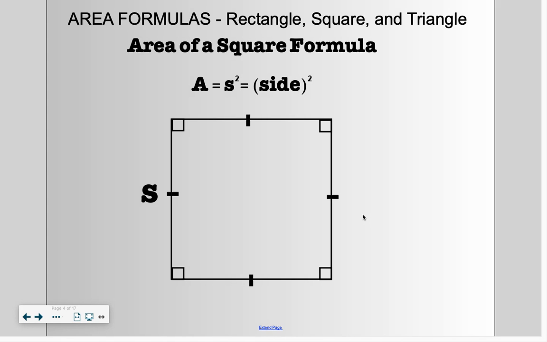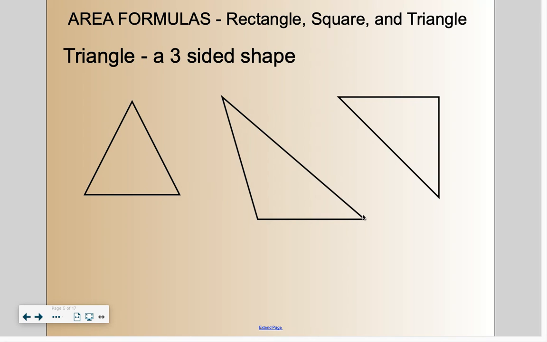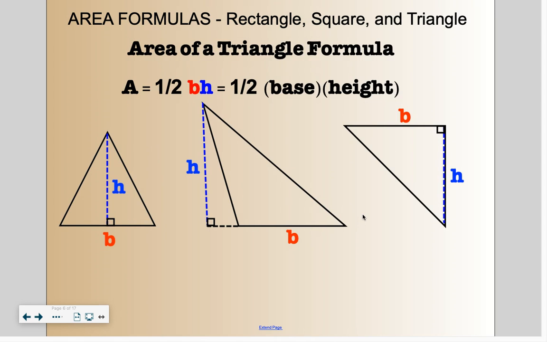And our third and final formula for this set is for triangles. Again, pretty sure you know a triangle is a three-sided shape, but just to make sure. And as far as the formula for it, it is 1/2 of the base times the height. Now I showed you three diagrams here, hoping the colors help as far as figuring out what the base and the height are.